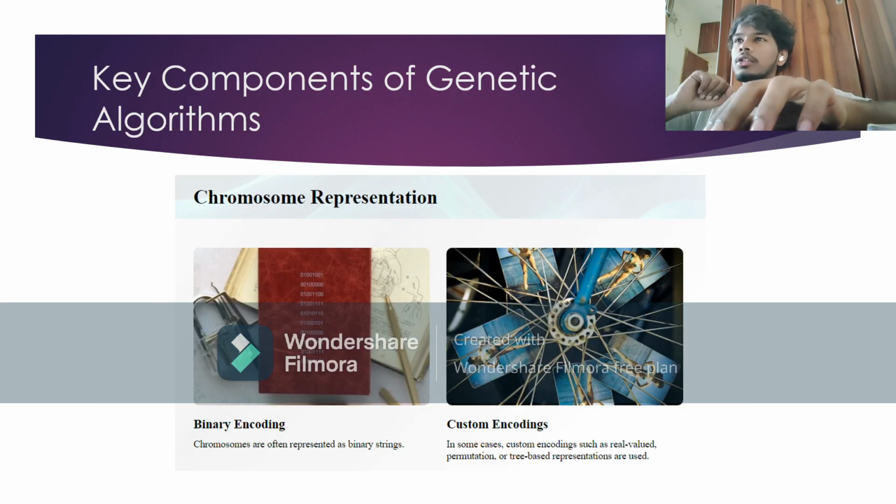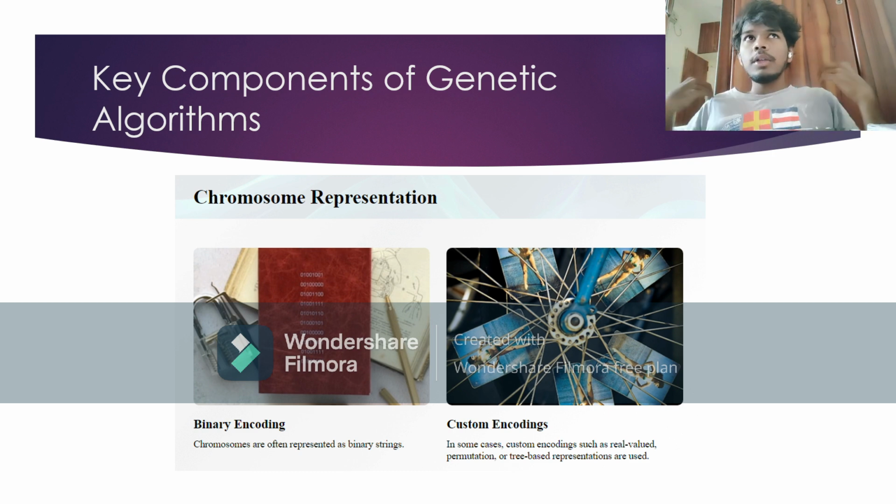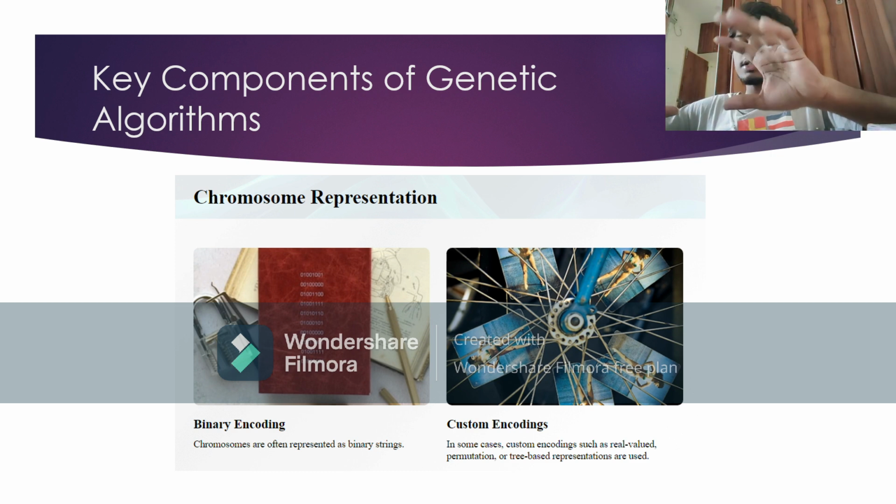Key components of genetic algorithm. Chromosome representation. How are these chromosomes represented? We know that chromosomes are represented as XY in biology, but in this problem we have chromosomes represented as binary terms like 0 1 0 1. Okay, so binary encoding: chromosomes are often represented as binary strings, as we can see in the PPT, 0 1 0 0 1 0 like that. Then custom encoding. In some cases, custom encoding such as real value, permutation, or tree based representation is used. So real values are used in cluster and custom encodings, and tree based representations are used. This comes under chromosome representation and how it can be represented.